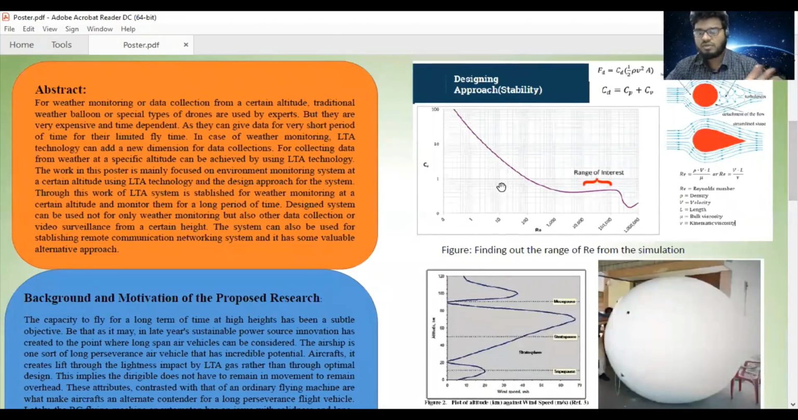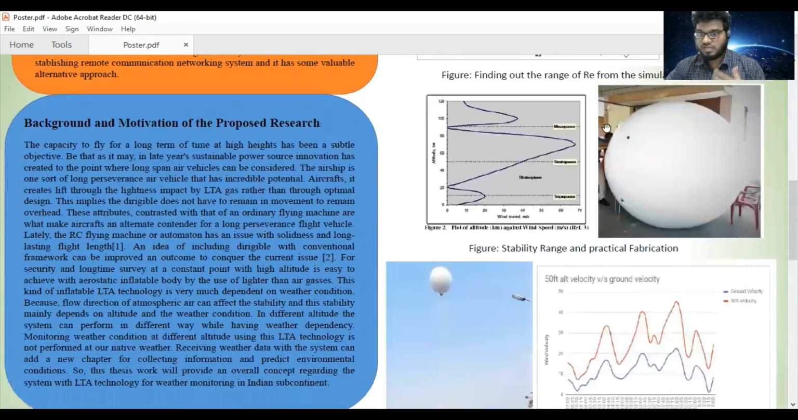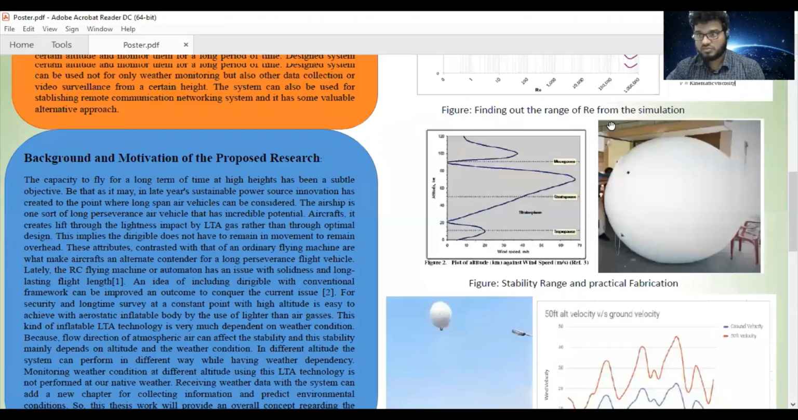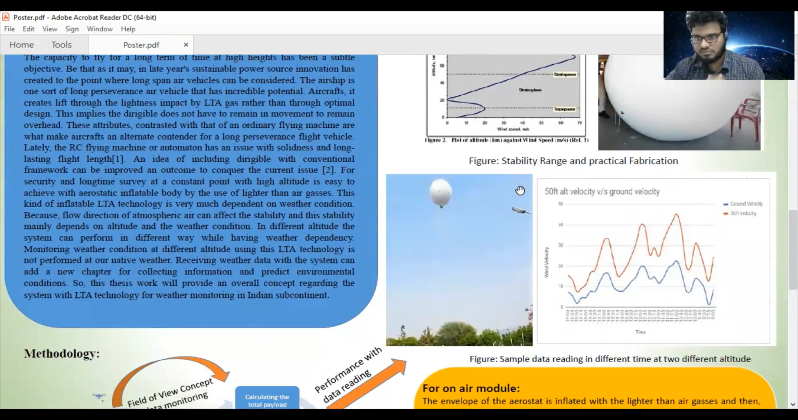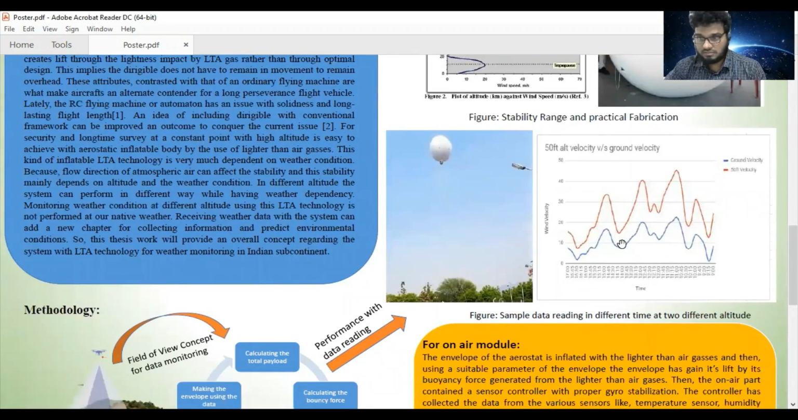In my work, we have simulated the system and found the range of interest from 10,000 to 1 lakh Reynolds number, within which we will have a stable coefficient of drag. Using this value we can calculate the drag force, and we can also use the CD in the buoyancy force equation. So we can have a certain envelope which can hold the system, and at a certain altitude it will have its stable condition of flying. This is the final condition of flying, and this is the data taken from 50 feet height from the ground.